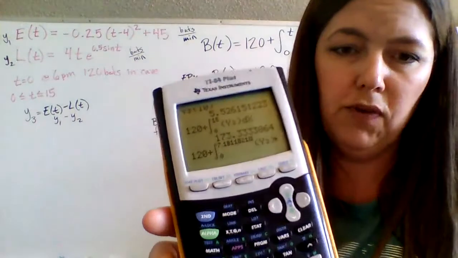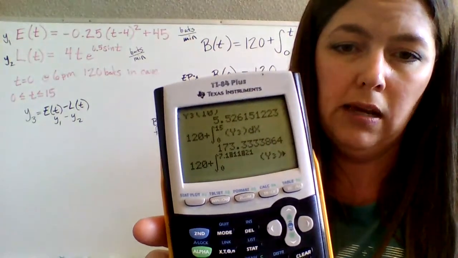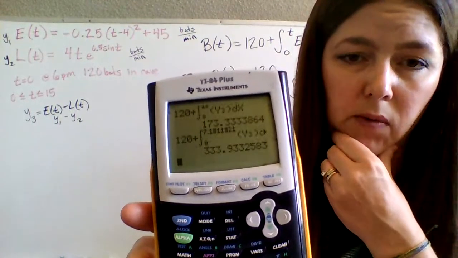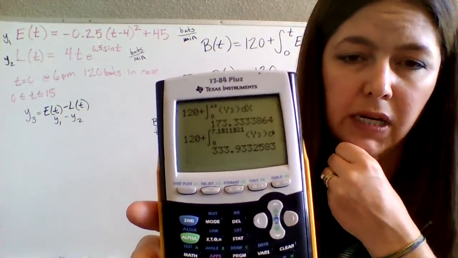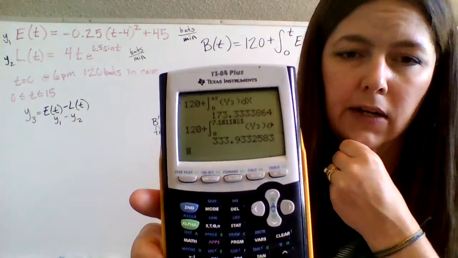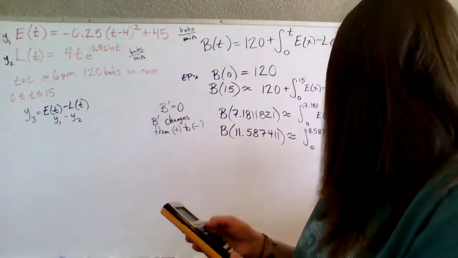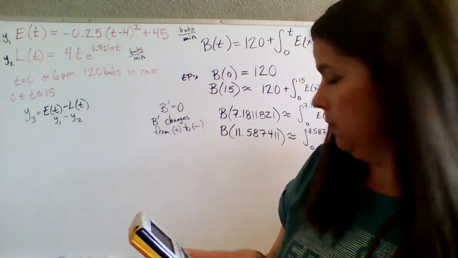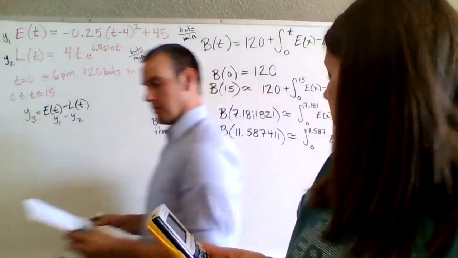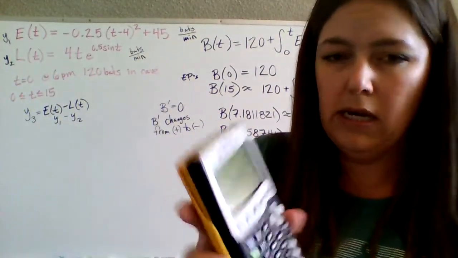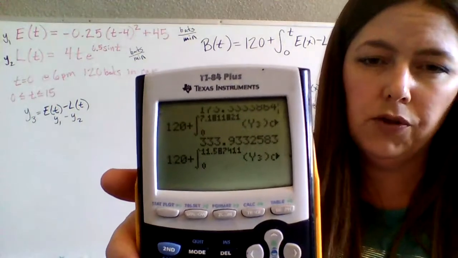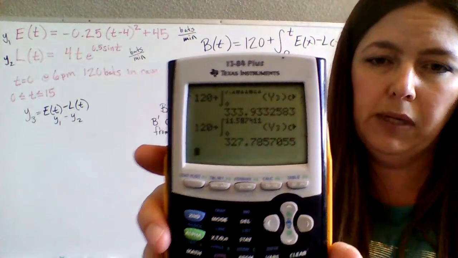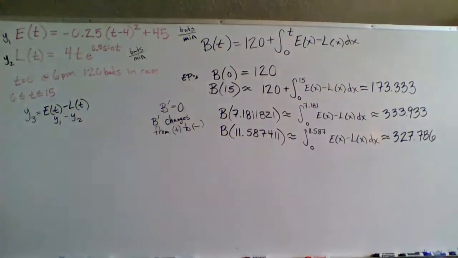And now we just want to put in those unrounded times to see which one produces the maximum. So all I did was type over my 15 to type in the 7.1811821. So this time I got, for that first spot where B prime switched from positive to negative, 333.933. And then the last one with the time of 11.587411, we get to 3 places, 327.786. Look at that.